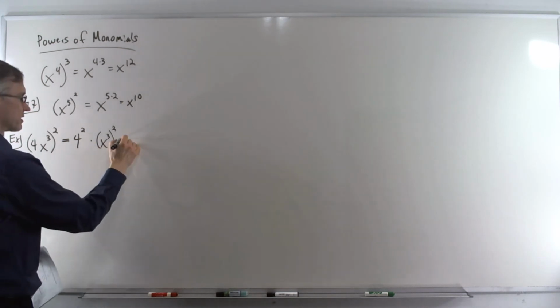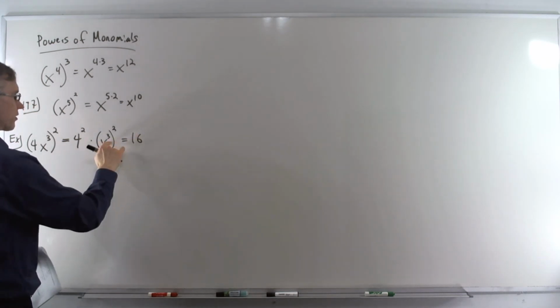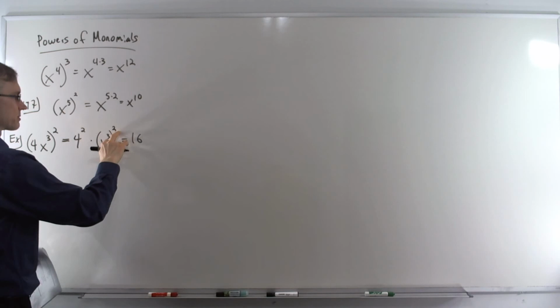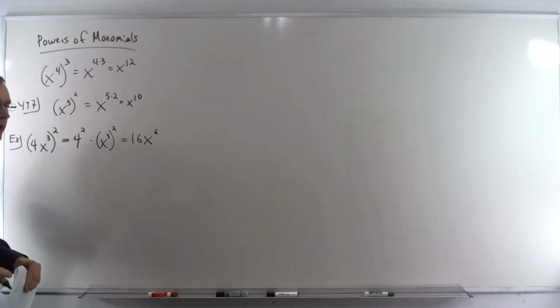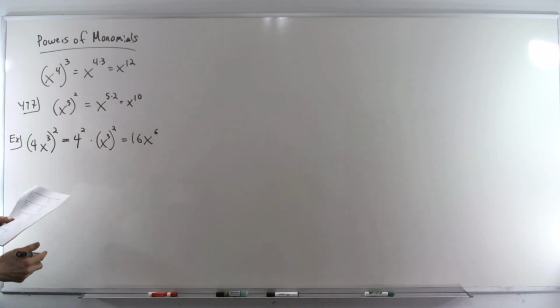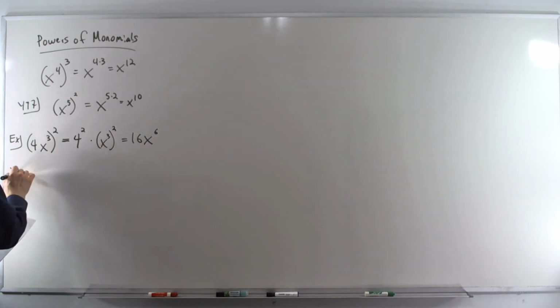So 4 squared is 16. X to the 3rd to the 2nd power, multiply those exponents to get x to the 6th. So we get 16, x to the 6th power. Your turn, number 8.